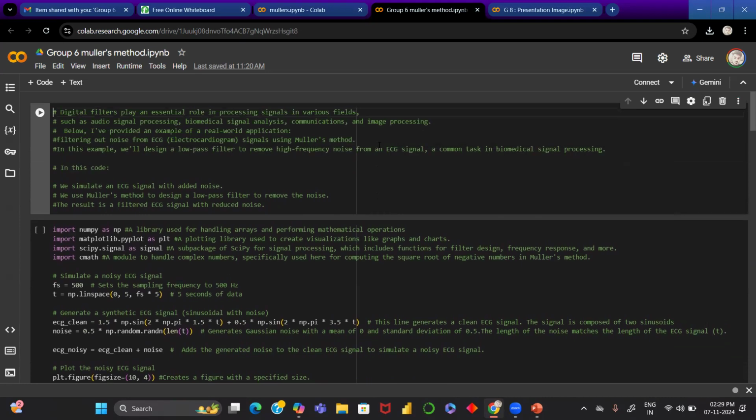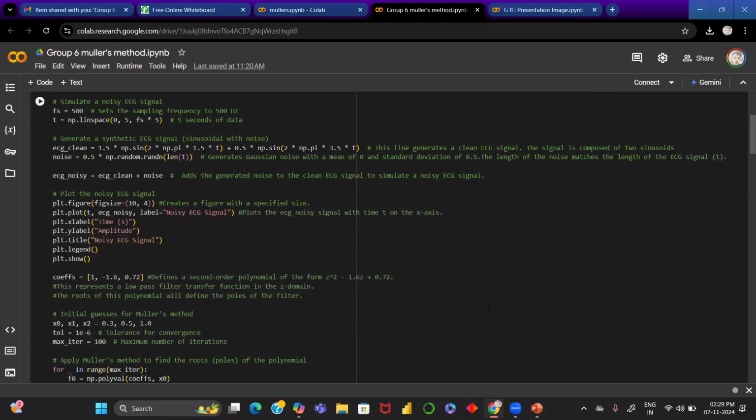So, this is about an application of Muller's method in ECG. Here we import the libraries NumPy, Matplotlib, SciPy, cmath, and we set a sampling frequency fs to 500 Hz. Then we generate a synthetic ECG signal. ECG clean is a clean ECG signal composed of two sinusoids. Then we generate Gaussian noise with a mean of 0 and standard deviation of 0.5, noise equal to 0.5 into np dot random.